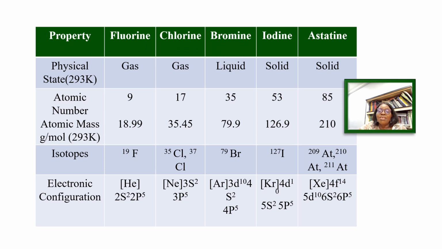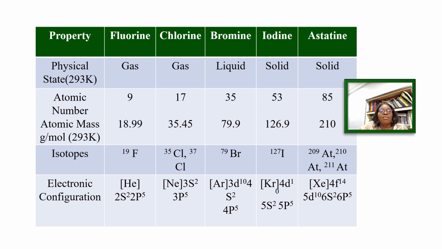It is important to state that tennessine is a radioactive element created in the lab. It decays quickly, so many of its properties are not known. Therefore, we'll be considering only the properties of fluorine, chlorine, bromine, iodine, and astatine in this lecture.